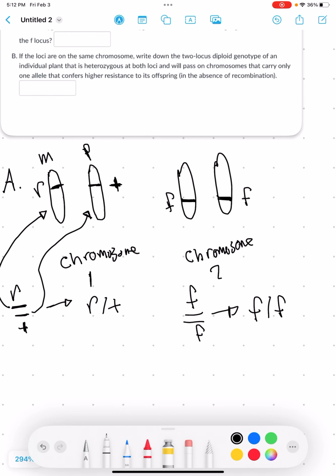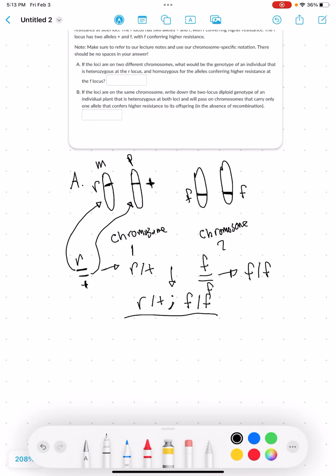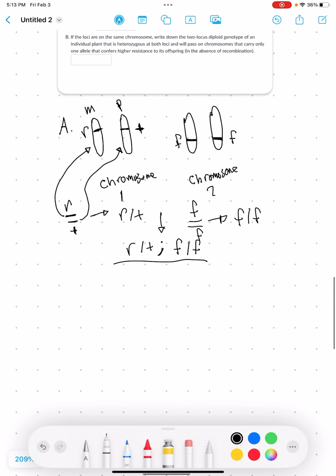Now to correctly write this, we would just put down what we wrote up here, the chromosomal format, with a little semicolon, and this indicates that it's on separate chromosomes, then F and F. So this would be the correct way to write it. On to part B.